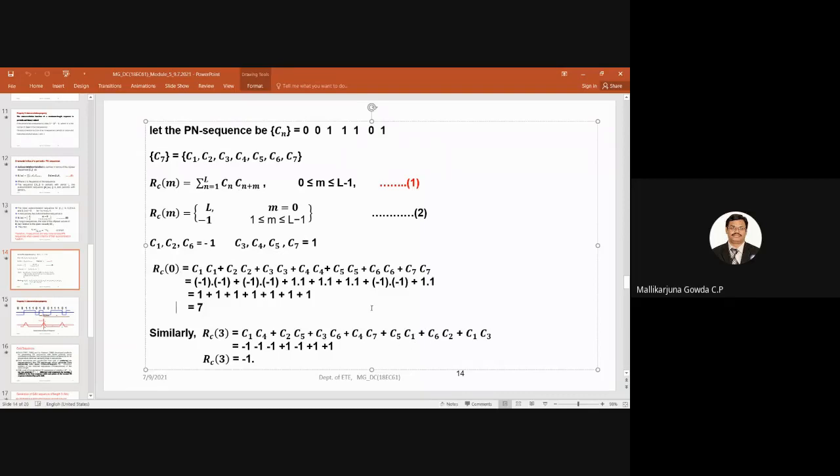Next is when n is 5, so C5, so 5 plus 3 is 8. So 8 is nothing but what? You need to think after 7, again it comes back to 1. So that is why it is written C5 into C1. Then when n is 6, C6 into 6 plus 3, 9. So 9 is nothing but 2. So that is why it is written C6 into C2.